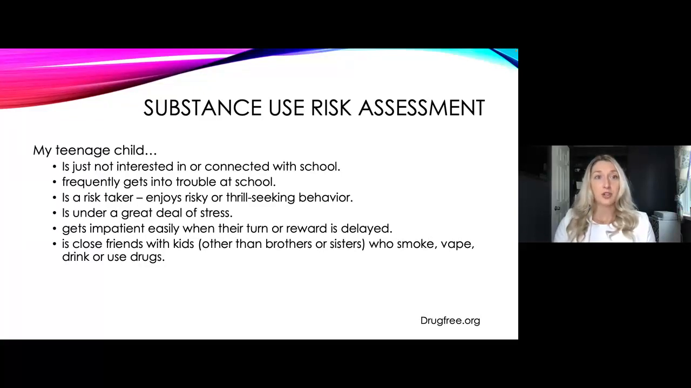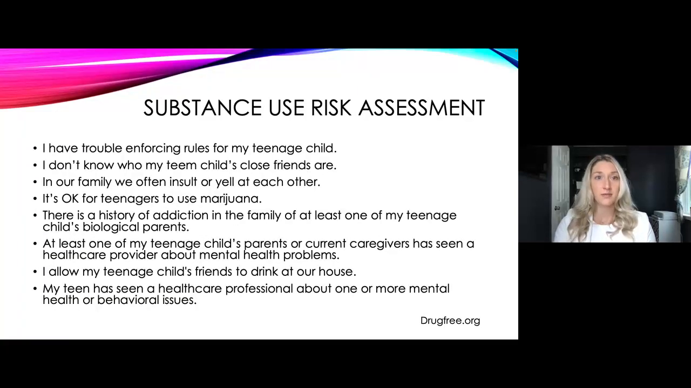Do they frequently get into trouble when they are at school? Would I classify them as a risk taker? Are they possibly under a great deal of stress? I know I had a youth on probation at one point, and it was because she had so much stress on her from her parents to be perfect in music, in her studies, in Girl Scouts, and she started taking drugs as a way to cope with that. Does my child get easily impatient when it's their turn and it's delayed, or when there's a reward they're supposed to get and that's delayed? And are they close friends with others who use drugs?